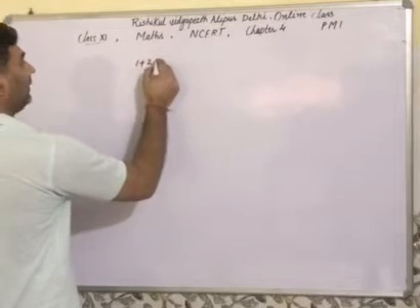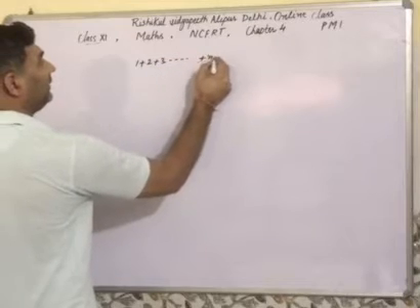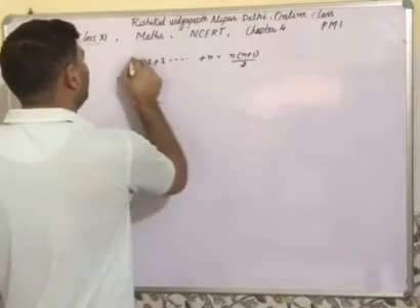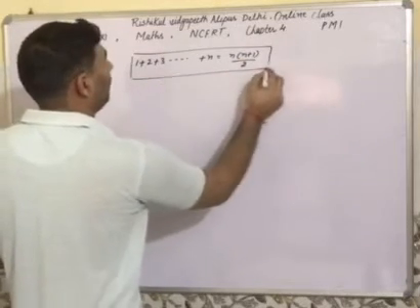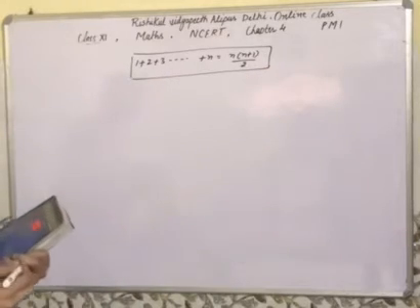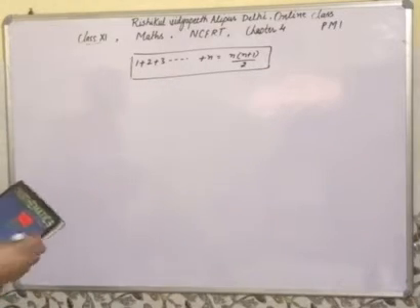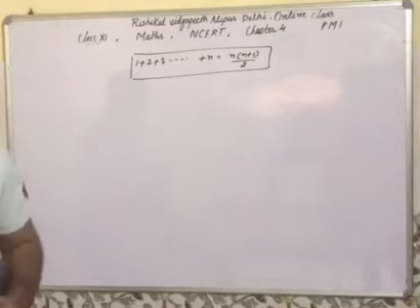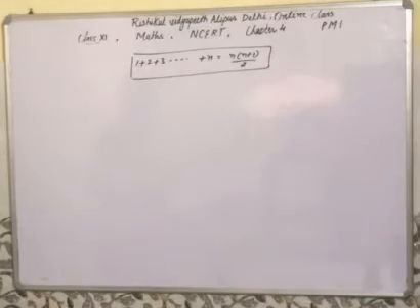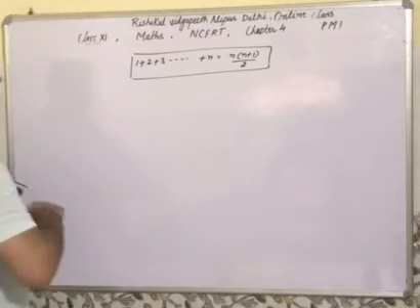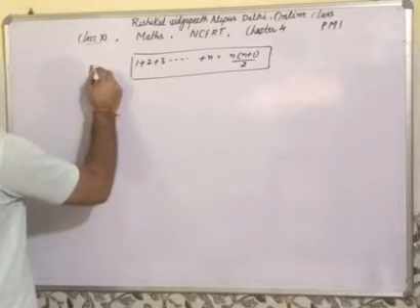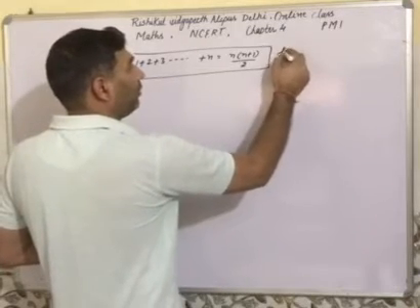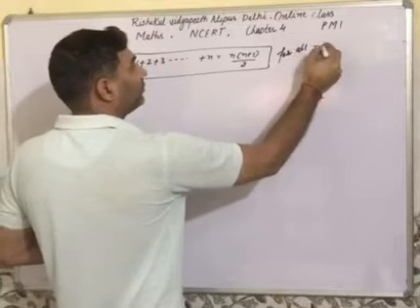For example, 1 plus 2 plus 3 and so on up to n is equal to n into n plus 1 divided by 2. We know that this statement is the sum of n natural numbers, and this is the result of the sum of natural numbers. In the principle of mathematical induction, this statement is given and then we prove that the statement is true for all n belonging to N.